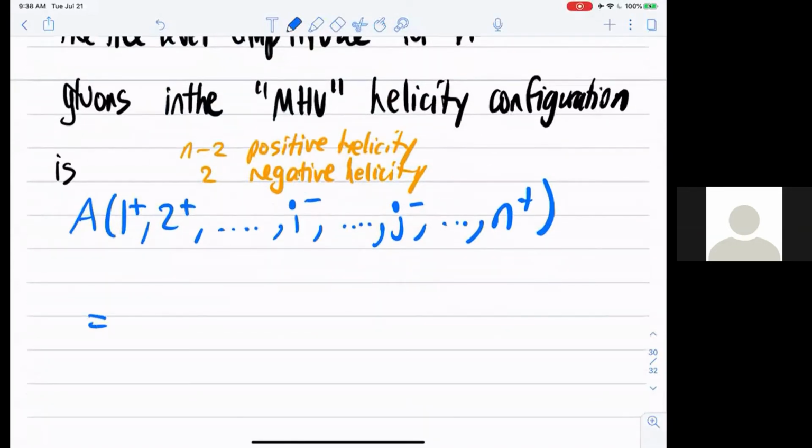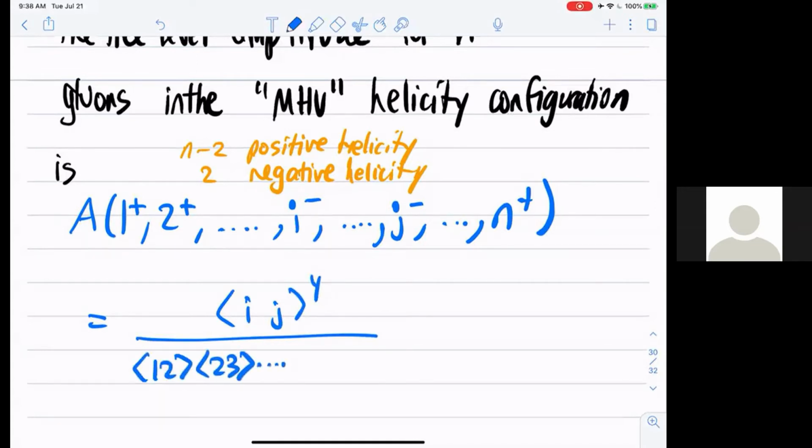Okay, if you do it right, this is given by ij to the power 4 over the cyclic product. This is called the Parke-Taylor formula.